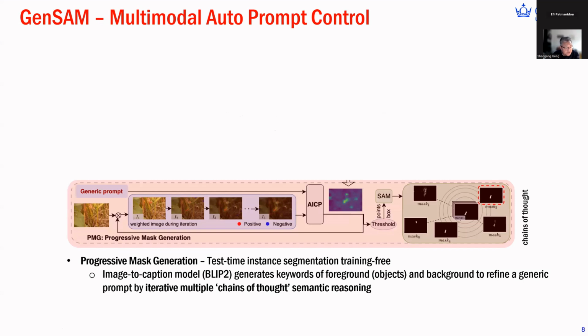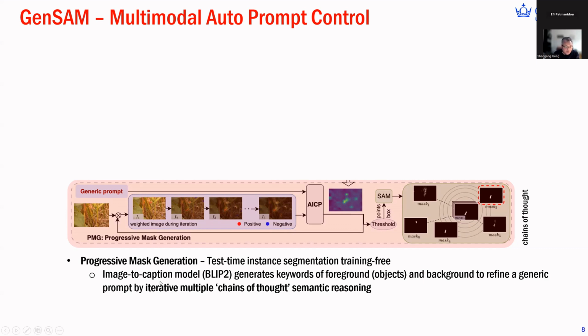Generative SAM is a multi-modal auto-prompt control method. It contains a couple of building blocks. First, it has mask generation. The mask is in the visual space. For segmentation, you typically need to generate a mask at the pixel-wise level to differentiate foreground instances from the background. This model doesn't require any training. It does test-time instance segmentation, and it generates masks iteratively, which we call progressive, in a cycle. It generates a hypothesis and then invokes SAM to generate a mask, and then the mask coming back is used to test the hypothesis. I'll give you more detail about how the hypotheses are set.